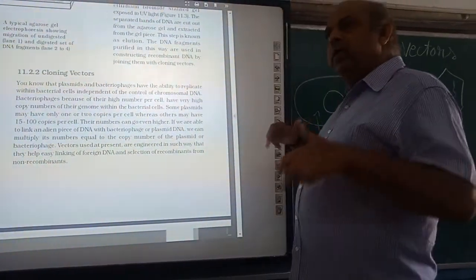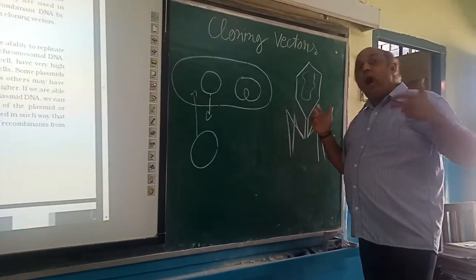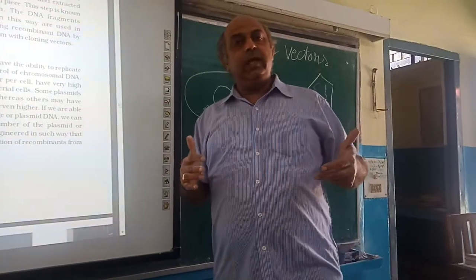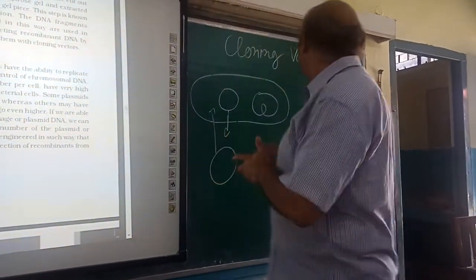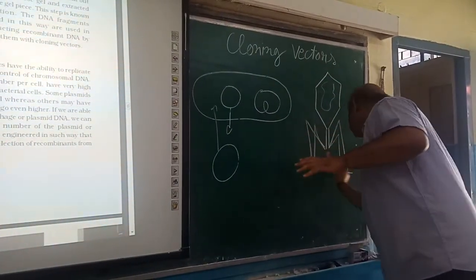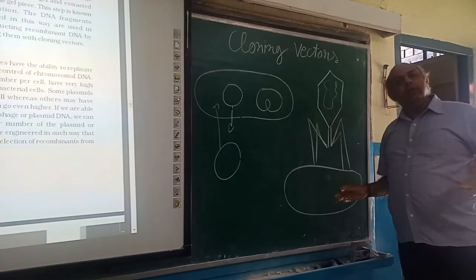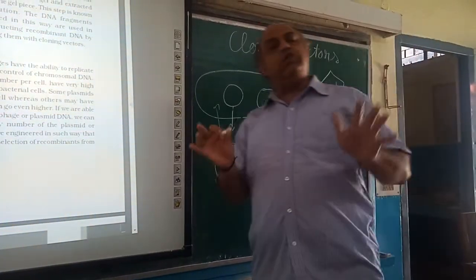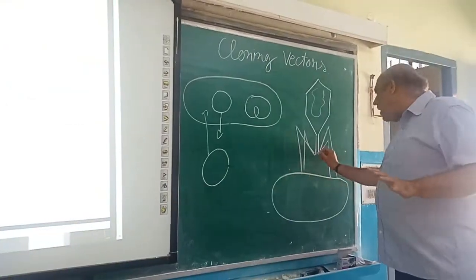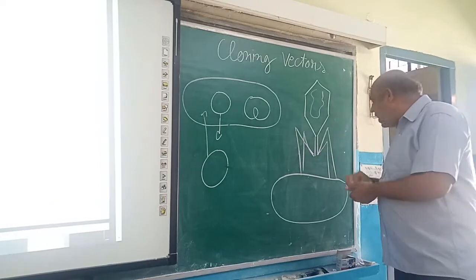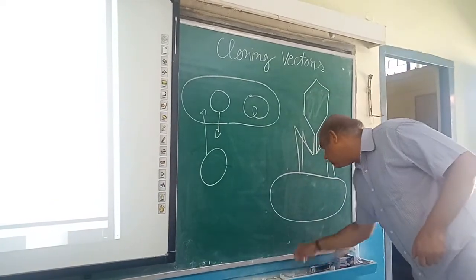So, the other option is the use of a bacteriophage. How is the bacteriophage used as a cloning vector? Actually, we all know the way a bacteriophage attacks a bacteria. Bacteriophages are those viruses that attack bacteria. When they get attached at the surface of the bacteria, they transfer their genetic material into the bacteria like this.